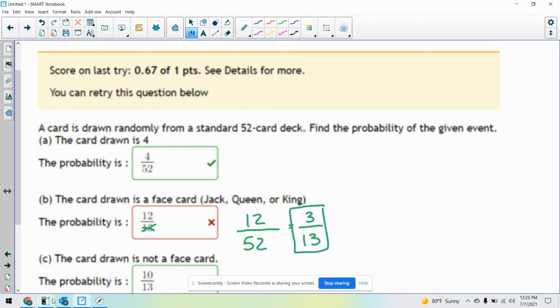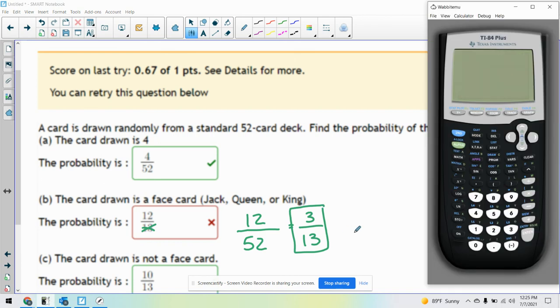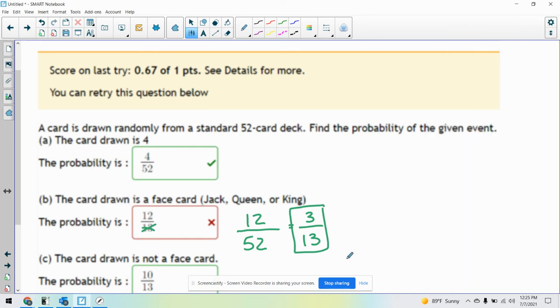Okay. Again, you can do that in the calculator. 12 divided by 52. Math, enter, enter. 3 over 13. And you're good to go.